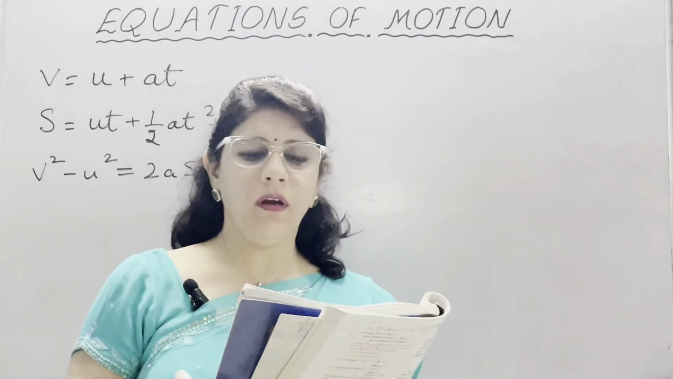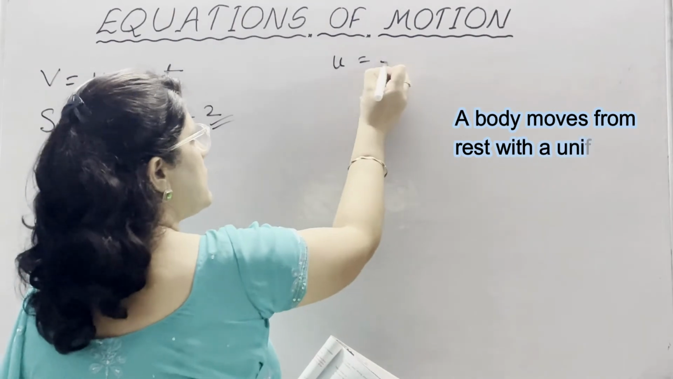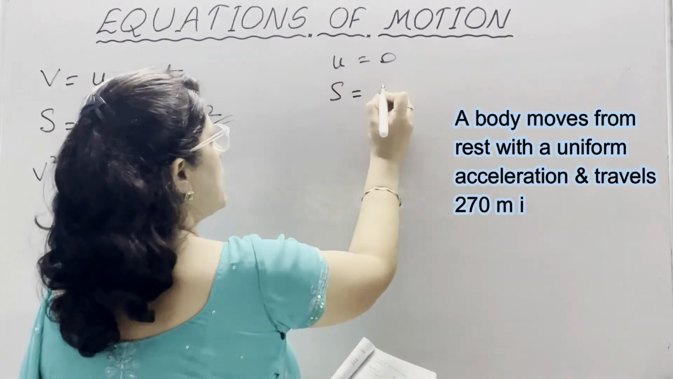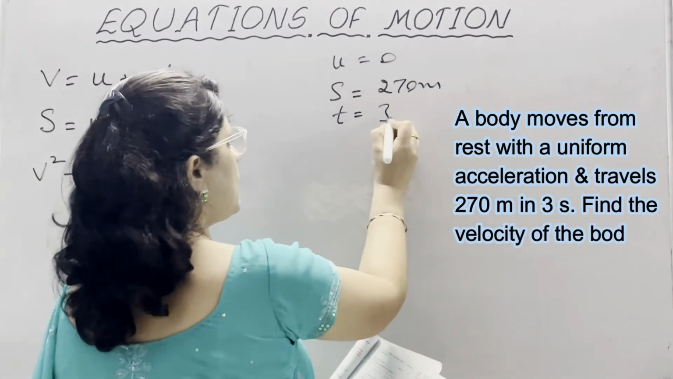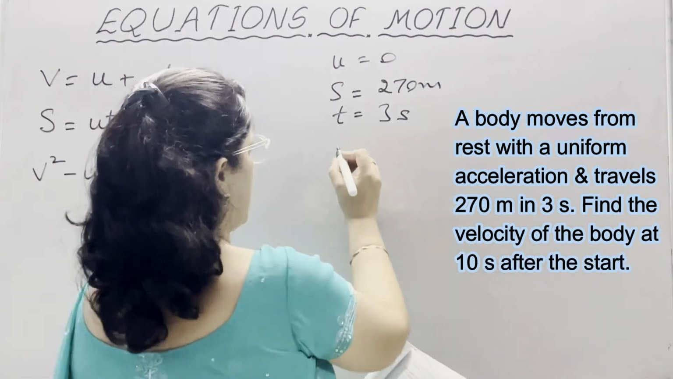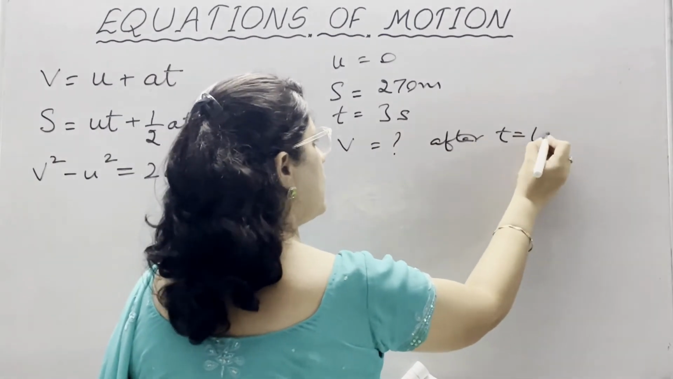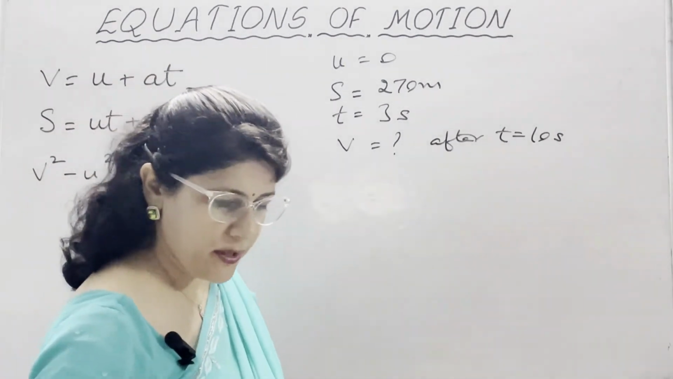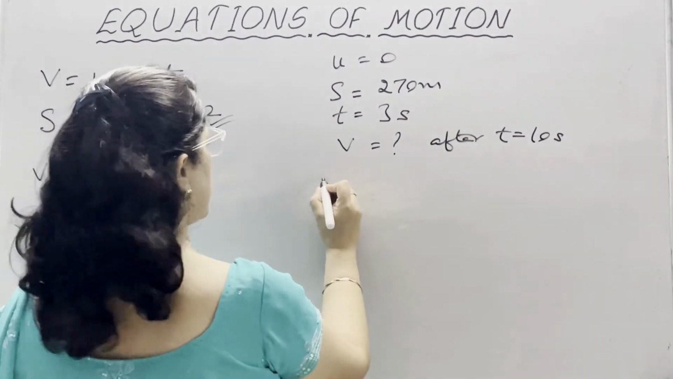Now in this numerical, a body moves from rest with a uniform acceleration. Moves from rest, it means U is equal to 0, with a uniform acceleration and travels 270 meter. So S is equal to 270 meter in 3 seconds. Time is equal to 3 seconds. Find the velocity of the body at 10 seconds after the start. We need to calculate velocity after t is equal to 10 seconds. But first we need to calculate the acceleration of the body, because uniform acceleration is not given in this numerical. So we are going to use the second equation.